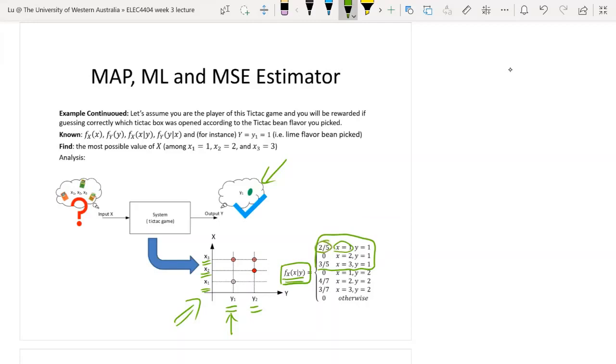So actually, I can't draw a small impulse in this case, right? So I'm using a dot to indicate the 2 over 5. This dot is at position x1, y1. So y1, x1, this position, okay? The value of this dot is 2 over 5. Next one, if y is 1, so lime flavor, right? And x equal to 2, which is the orange box, the probability is 0. Okay, you can see here at position y1 and x2, there's no dot. This means 0 probability.